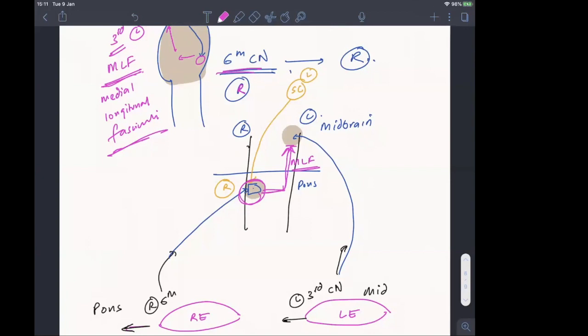Now looking at it from the other way, suppose you want to look to the left, your right frontal eye field will give that command. Your right frontal eye field will tell your right superior colliculus. Your right superior colliculus will tell your left sixth cranial nerve. And from your left sixth cranial nerve, it will cross over, go up in the medial longitudinal fasciculus and tell your right medial rectus to follow the left lateral rectus.